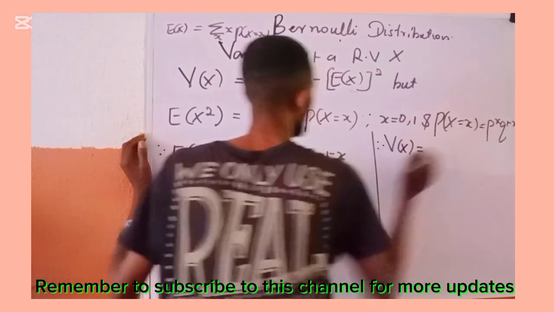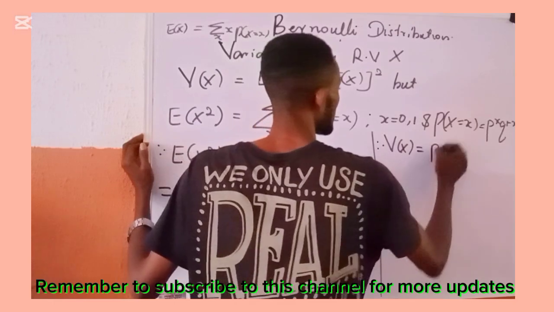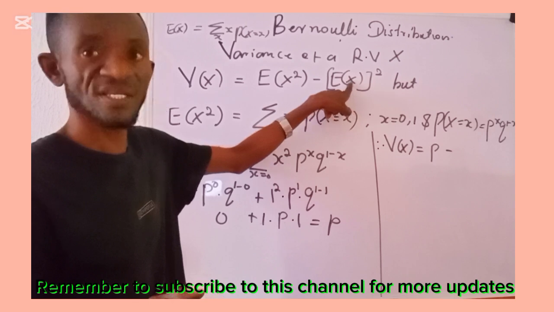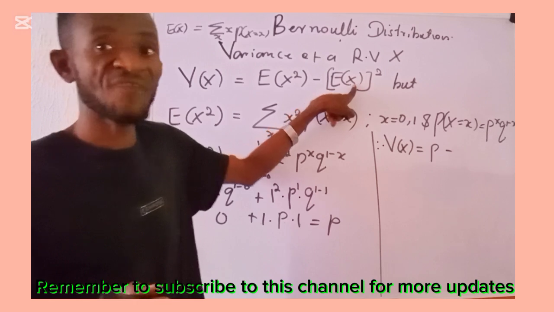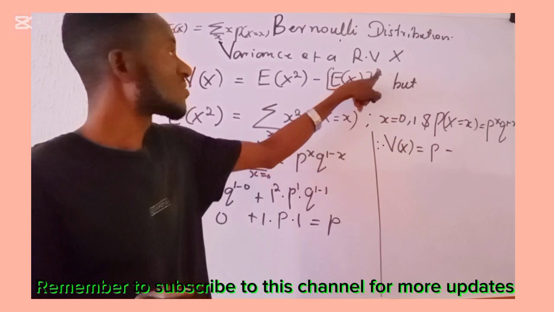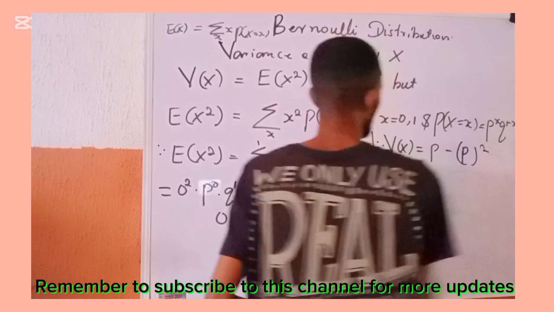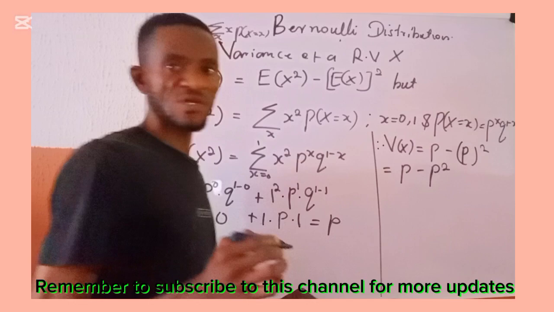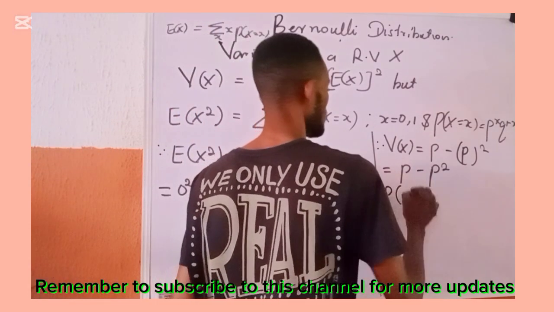Var of X is given as this quantity, which has been evaluated to be P, so in place of it, I will write P minus what is inside this bracket. What is inside this bracket is E of X, the expected value of a random variable X, and we earlier had evaluated it, and it gave us P. So what is inside this bracket is P, which of course I'm going to square. So it becomes P all raised to power 2. This gives me P minus P raised to power 2. Of course, I can factor something here. There is P here and there is P here, so I can take out P. So this is P into 1 minus P.